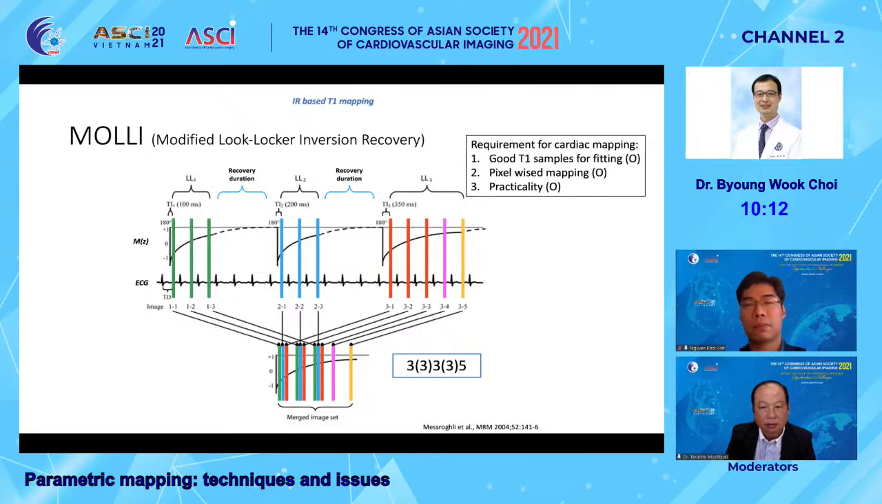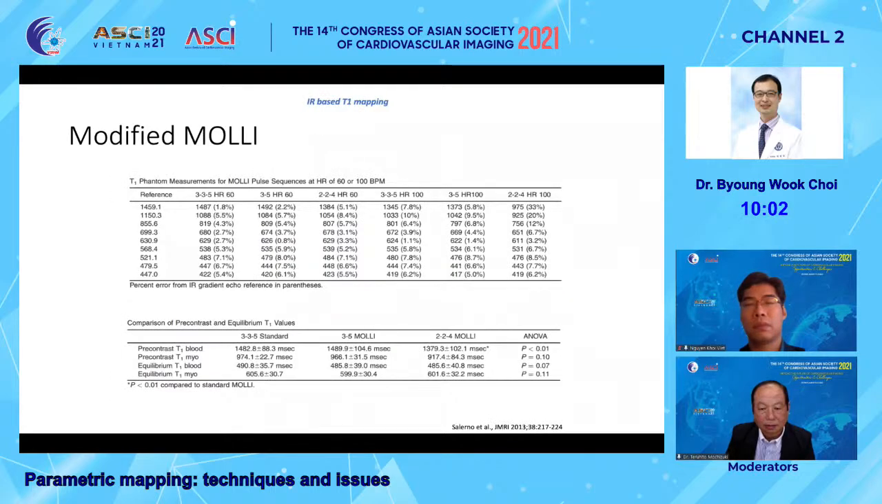However, other issues are raised regarding accuracy, especially in fast heart rate, and still long breath holding time for 17 heartbeats. According to a phantom study, T1 value measurements were quite different according to heart rate, and modification of the original 3-3-5 MOLLI protocol to 3-5 or 2-2-4 protocols, especially in long T1. But in human volunteers with a heart rate around 60 BPM, myocardial T1 was not statistically different among modifications of the MOLLI protocol.